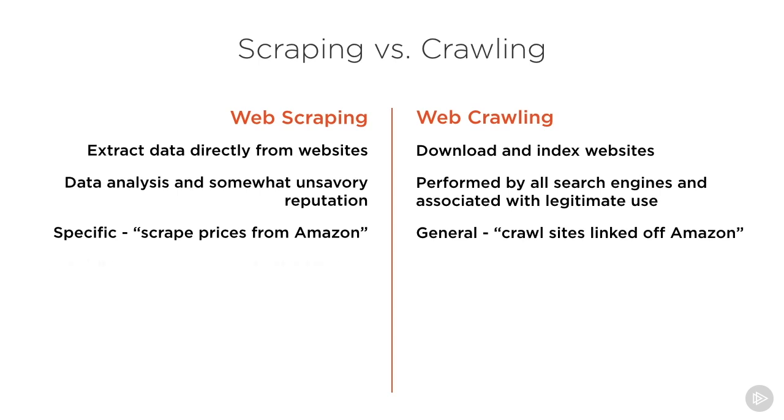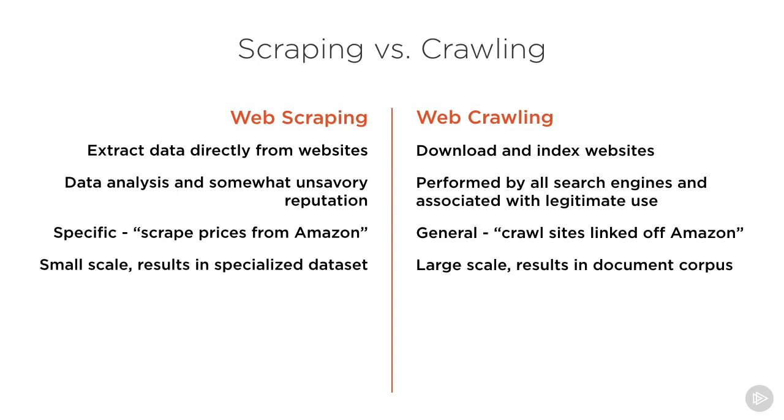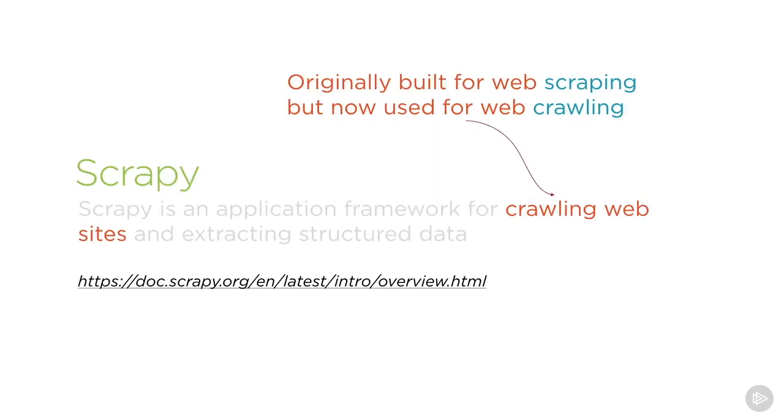Scraping is typically done at a small scale. You access a few websites and get the information that you need. This results in a specialized dataset. Web crawling is typically at a very large scale. You collect a whole bunch of documents, feed into some kind of big data technology such as Spark to extract insights. Scrapy is tuned for both.